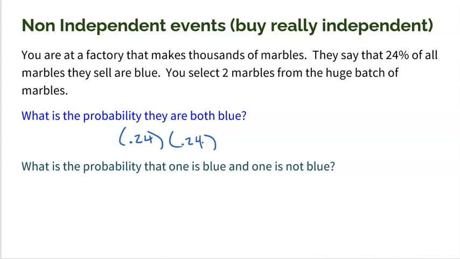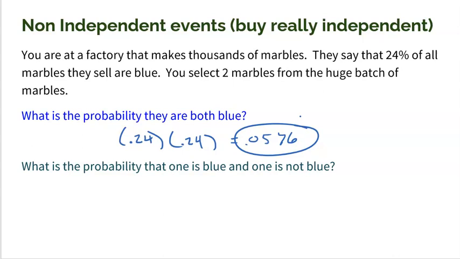Listen, I really want you to just process that. If it was a bag of 20 marbles and you take one away, yeah, that's a big difference between 19 and 20. That's a noticeable difference. But when you're at the factory with thousands upon thousands of marbles, you take one away. Listen, I'm not going to lie, technically that's different, but it's not a difference that matters. So that's why we keep it 24% for the first, 24% for the second. 24% times 24% is 0.0576. So you got about a 5.76% chance of getting 2 blue marbles.